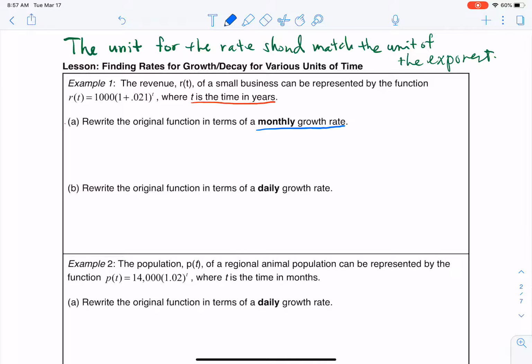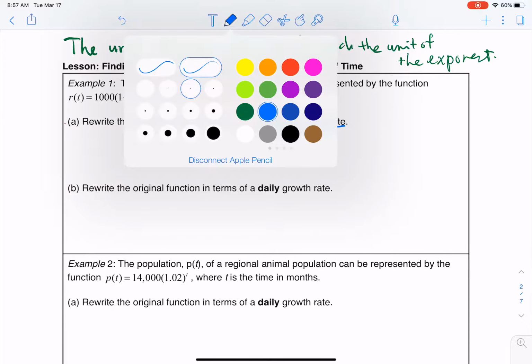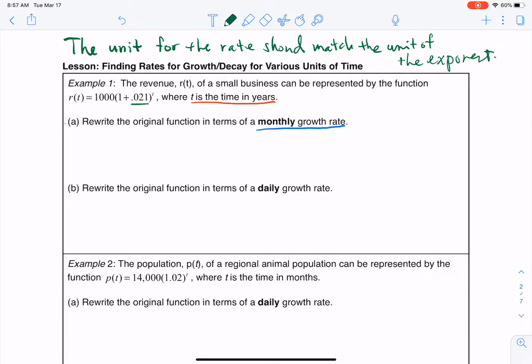The first thing we have to realize is this rate that we're given, the 1 plus 0.021, is yearly. And we need this to reflect a monthly growth rate. To do this, I'm going to draw a little graphic organizer for myself to keep track of what's happening. Here we have the rate, and we're taking that rate from years to months. So we're really going from a larger time unit to a smaller one.